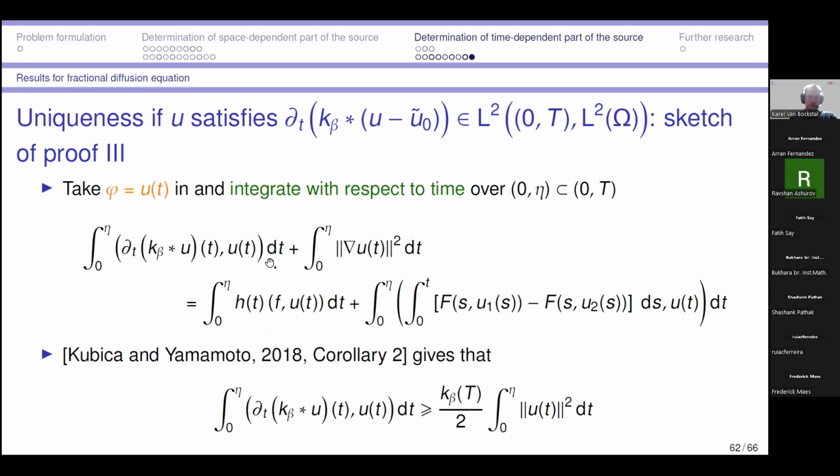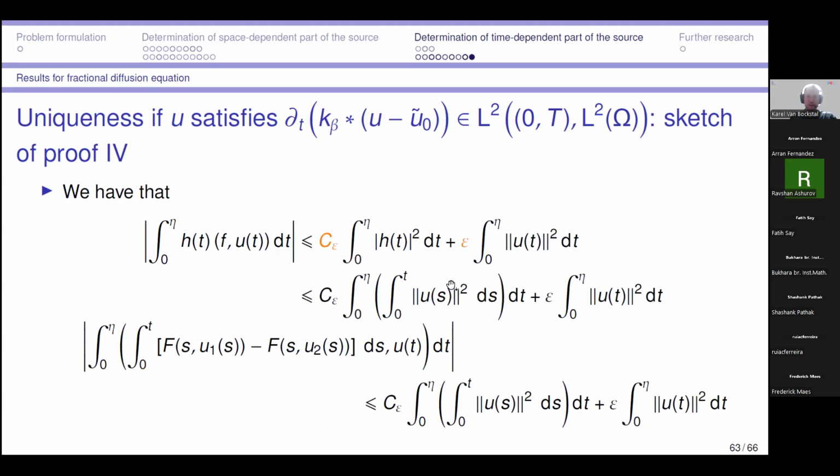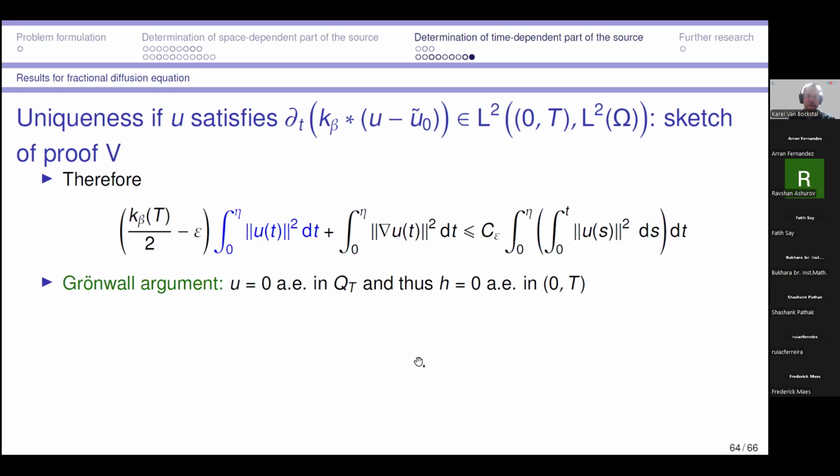And then we multiply with u, integrate in time, and we use the result of Kaltenbacher and Yamamoto to have this L2 integral on the left-hand side, which results in the uniqueness of a solution, because h of t is again estimated in this way. Using the epsilon inequality and the Lipschitz continuity of f, we have the same estimate for this term, and we get u is equal to 0 and h is equal to 0.